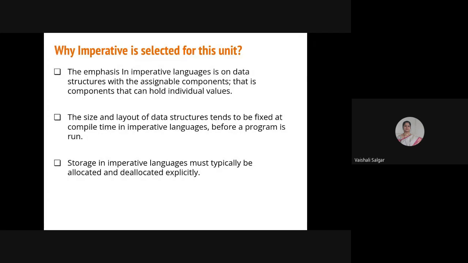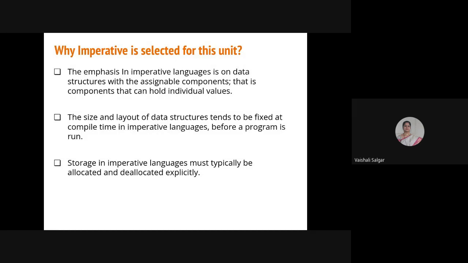Now whatever action you want to perform, for that, what type of data is required? So the emphasis in imperative language is on data structure. What type of data structure are you supposed to use in the program, so that it is going to use that particular type of variable in further manipulation. So that's why the data structures with assignable components, and those components can hold individual values.